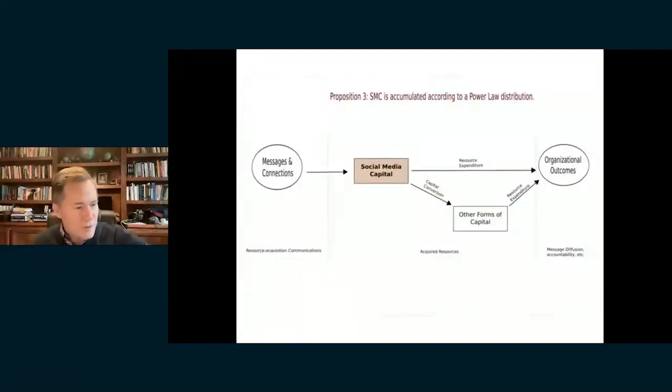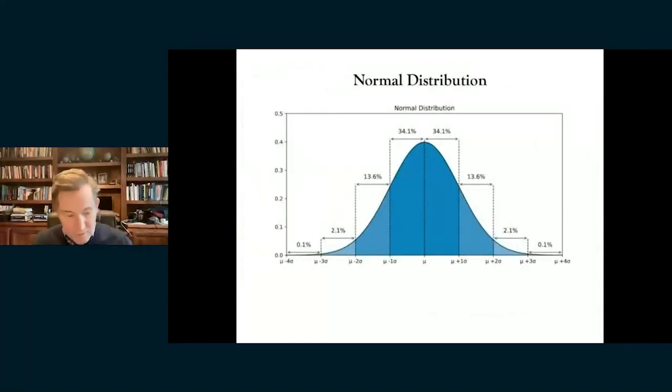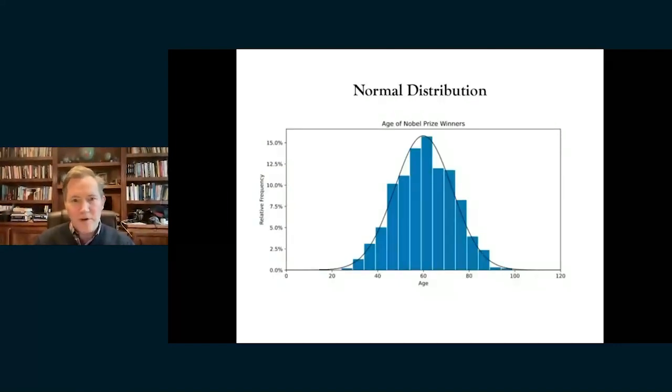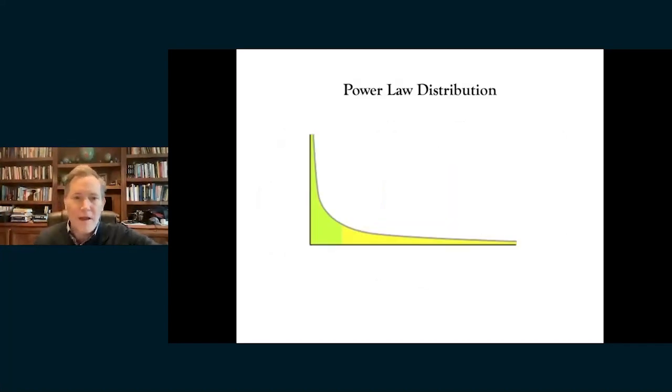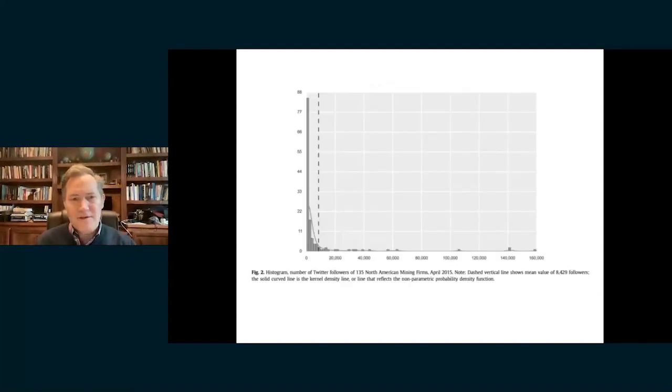Another one, and the last one we'll cover right now, is that it's accumulated according to a power law. It's not a normal distribution where, say, 68.2% of the people are found right in the top of the bell curve. The age distribution of Nobel Prize winners follows a normal distribution as well. Whereas a power law describes most things on social media. You have an example here from the number of followers of 135 mining firms. You can see it follows not a bell curve or normal distribution, it follows a power law.